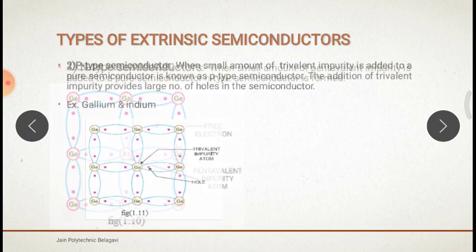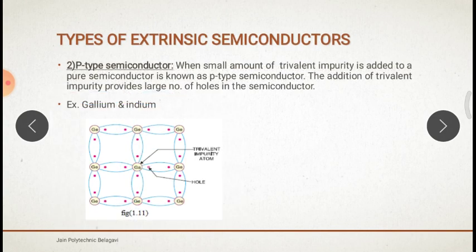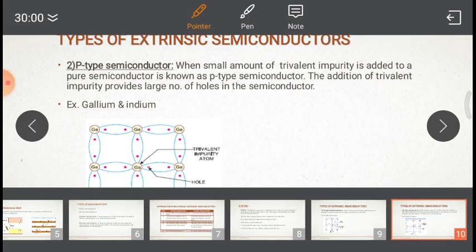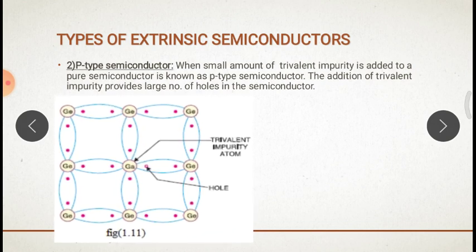Similarly, how is a p-type semiconductor formed? When a trivalent impurity is added, it becomes a p-type semiconductor. So it will provide a large number of holes. How it provides them, we'll see by taking one simple example. Examples for p-type semiconductors are gallium and indium. So just see this image.